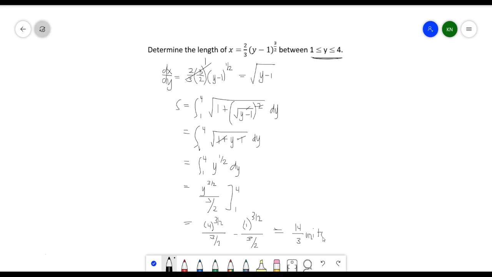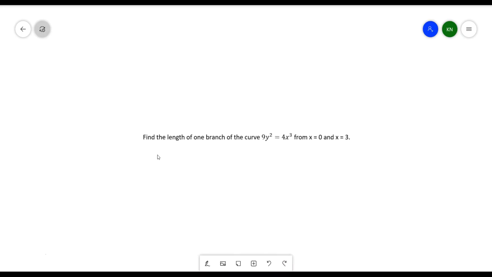So meaning to say, this is now the final result of the length of a curve. So we have here another example. Find the length of one branch of the curve 9y squared is equivalent to 4x cubed from x is equal to 0 and x is equal to 3.